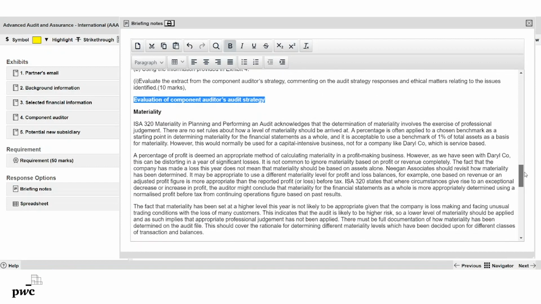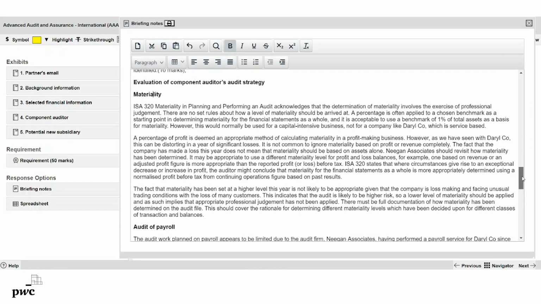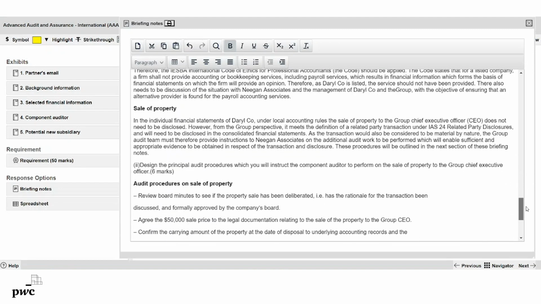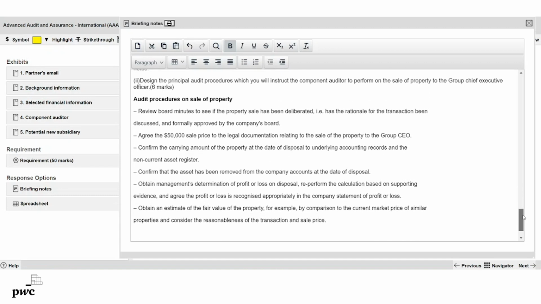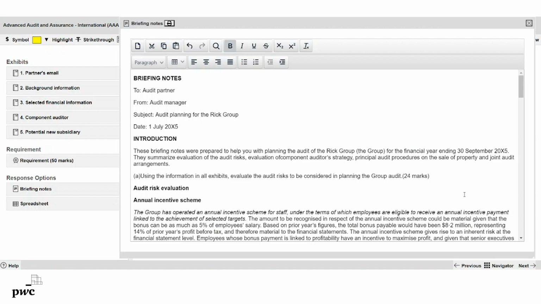So again, a heading, and then individual items or individual issues are described again, having heading and explanation, heading and explanation. Then I get to B requirement number 2, in which I have to design principal audit procedures on sale of property. It is for 6 marks. So you can see again, I have a heading and then 6 well-explained audit procedures. I would now like to share with you 2 technical comments.